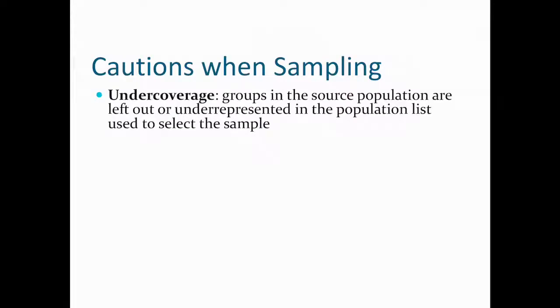All right, so a couple cautions when we're sampling. We can have what's called undercoverage, so groups in the source population are left out or underrepresented in the population list used to select a sample. An example of this, right? If we only included public schools in the YRBS, we'd be leaving out private schools, right? And sometimes there are public charter schools or public private schools, and we can maybe be leaving those individuals out if we just purely look at the definition of a public school.